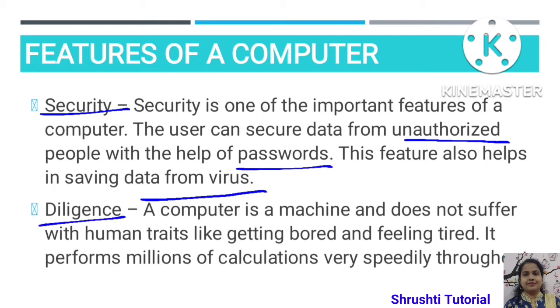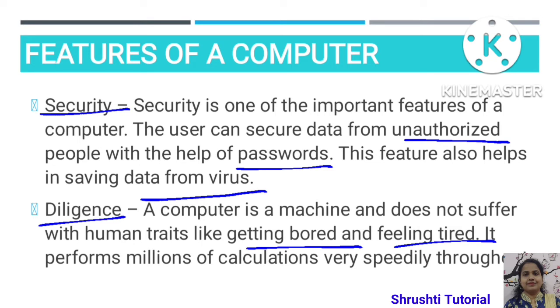The fourth is diligence. What do you mean by diligence? A computer is a machine and does not suffer from human traits like getting bored and feeling tired. It performs millions of calculations very speedily. Okay, so this is known as diligence.